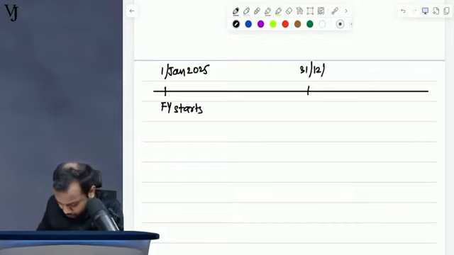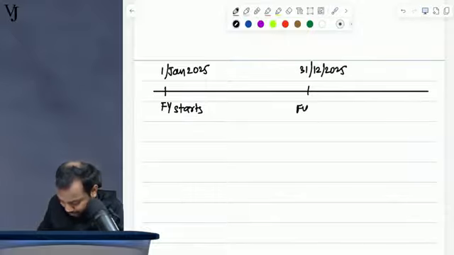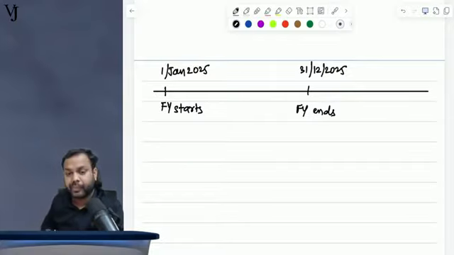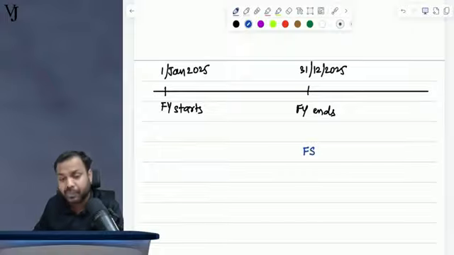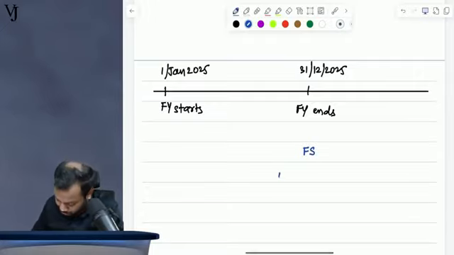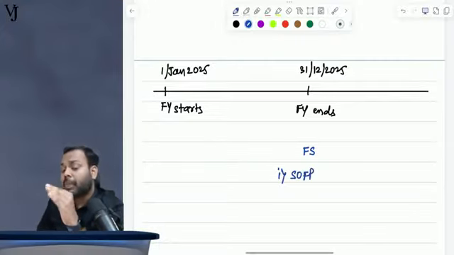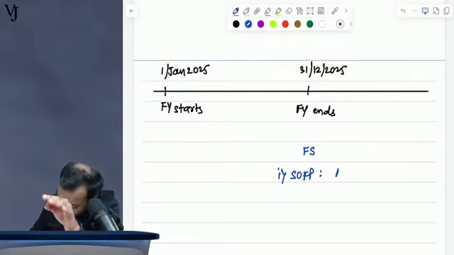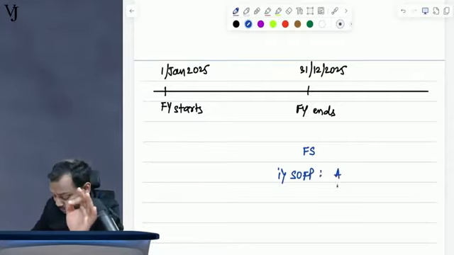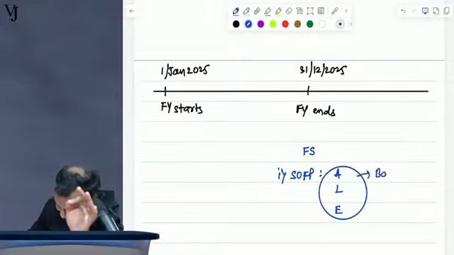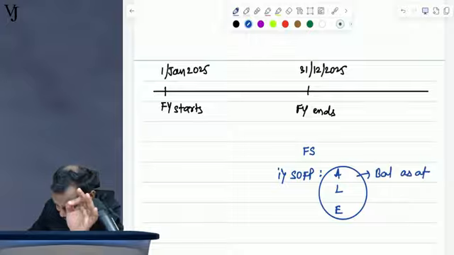31st December 2025. My financial year ends. Now, when I am preparing my financial statements, let's suppose I am preparing the SOFP, statement of financial position. The statement of financial position will show the balance of asset, liability and equity. What is the balance as at 31st December 25?